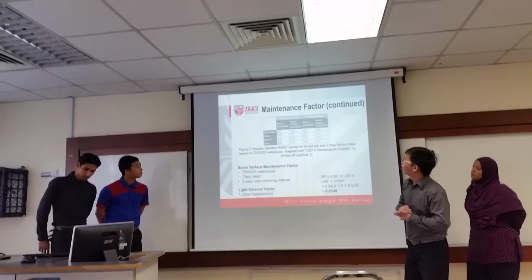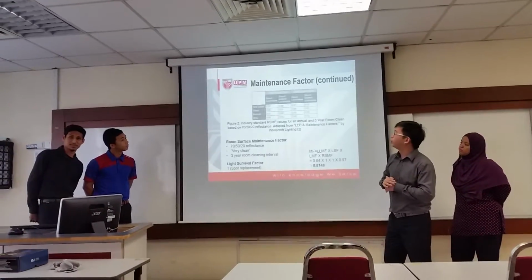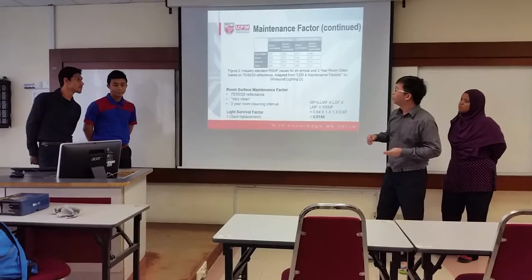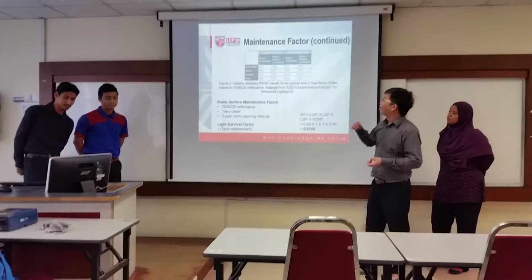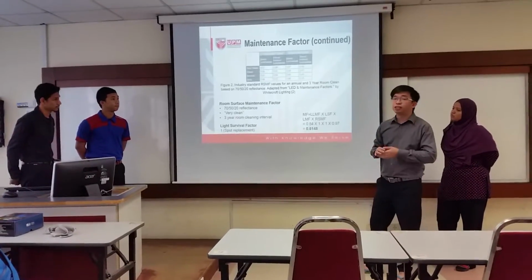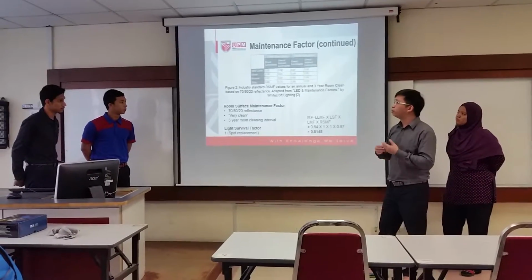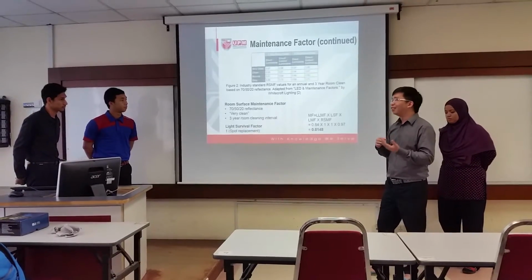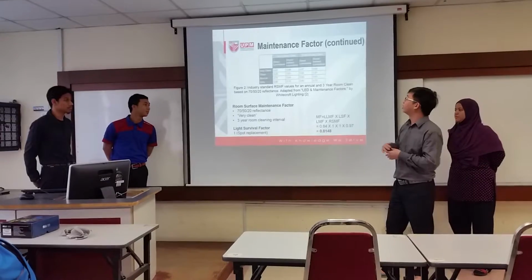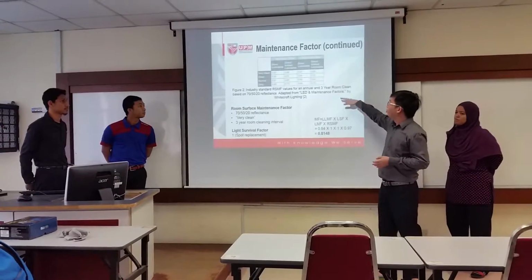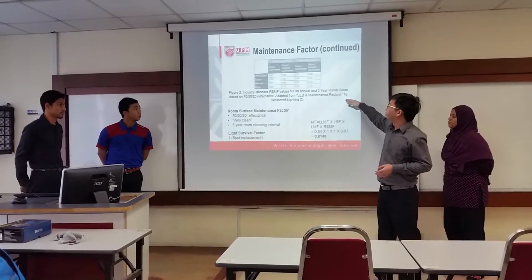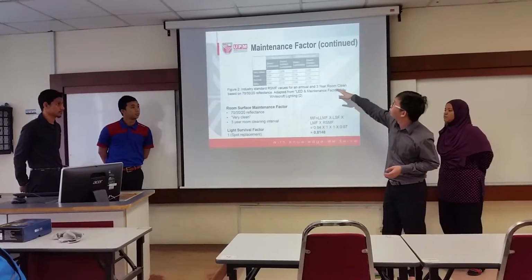Next we find the room surface maintenance factor based on the 70, 50, 20 reflectance. We assume that the condition of the library is very clean, and due to the difficulty of the cleaning work, we assume a 3-year room cleaning interval. Based on this, we get the room surface maintenance factor, which is 0.97.